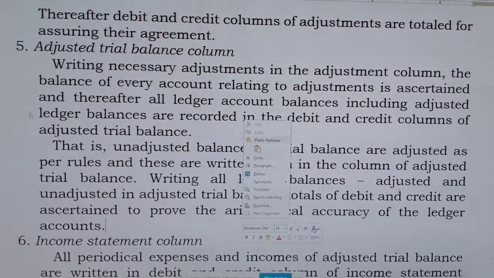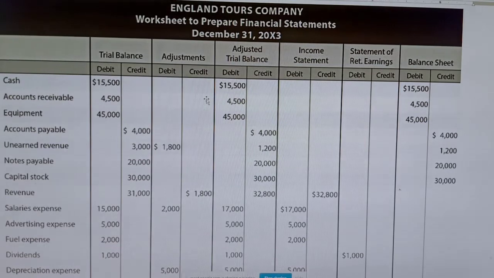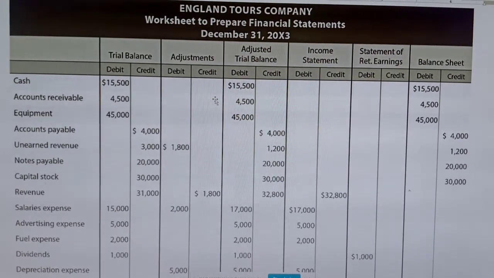So, sige, tingnan natin kung paano naman gagawin yung adjusted trial balance. So, dito naman sa adjusted trial balance, meron tayong apat na importanteng dapat tandaan. Okay? In preparing adjusted trial balance. So, una po, ang dalawang data na titingnan natin dito is yung transfer natin na trial balance at yung transfer natin na adjustment.